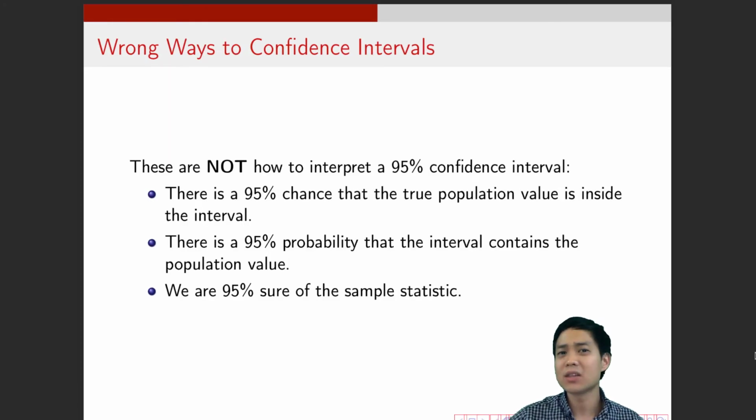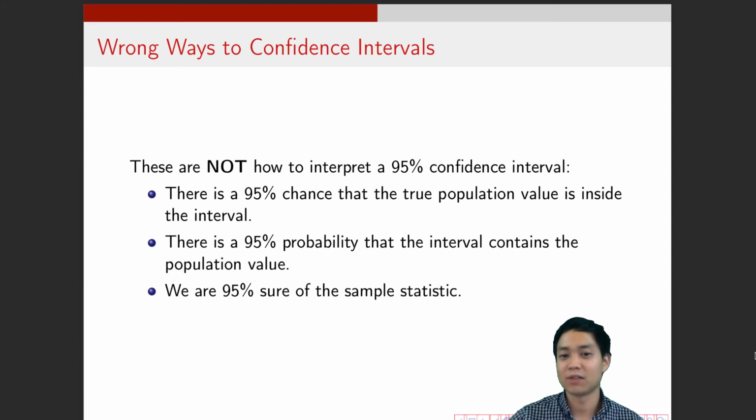These are wrong ways that people commonly interpret 95% confidence intervals, or any confidence intervals. One is saying there's a 95% chance that the true population value is inside the interval. Now remember, we're treating that true population value as fixed. So it's not that there's a chance that it's inside the interval. It's that the intervals that we create, 95% of the time, will contain that true population value. Another is saying there's a 95% probability that the interval contains the population value. Again, the same thing. This isn't about a probability that it's in there.